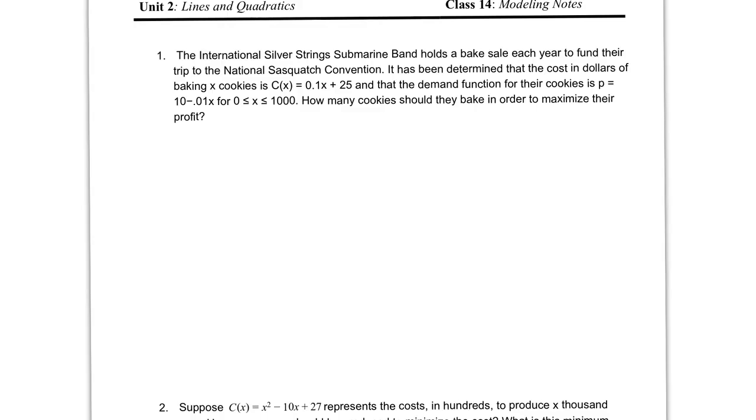So the first thing we need to do is think like a business person. What represents profit? Profit is basically our revenue minus our cost. We've got the cost function up here, so that's going to be subtracted off. We'll put that in our hip pocket and just leave that there.